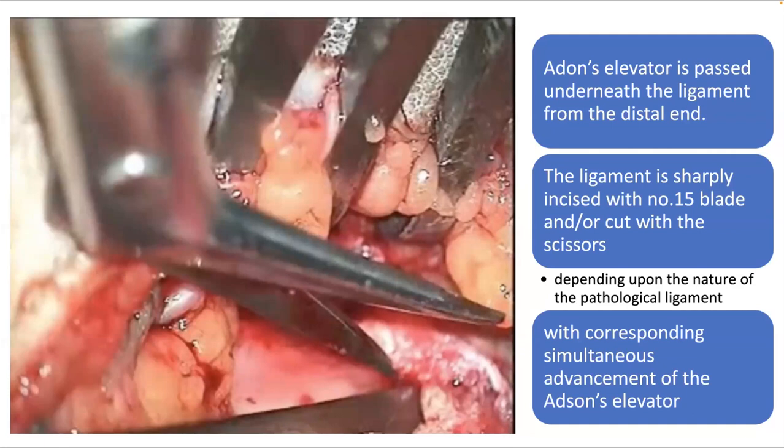Now the Hudson elevator is passed underneath the ligament from the distal end. The dissection and cutting should be from distal to proximal. You keep the Hudson elevator as a protective mechanism between the nerve and the ligament. The ligament is sharply incised. You can incise with the 15 blade or cut with the scissors, depending upon the pathology of the ligament, and slowly you advance with the Hudson elevator proximally.